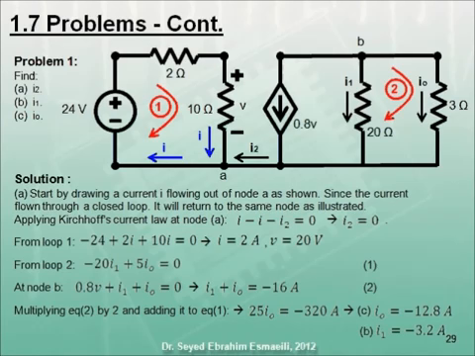Applying KCL at node B and assigning a positive sign to currents leaving the node, we obtain 0.8V plus I1 plus I0 equals 0, which leads to I1 plus I0 equals minus 16 amps. Solving equations 1 and 2 leads to the result that I0 equals minus 12.8 amps and I1 equals minus 3.2 amps.